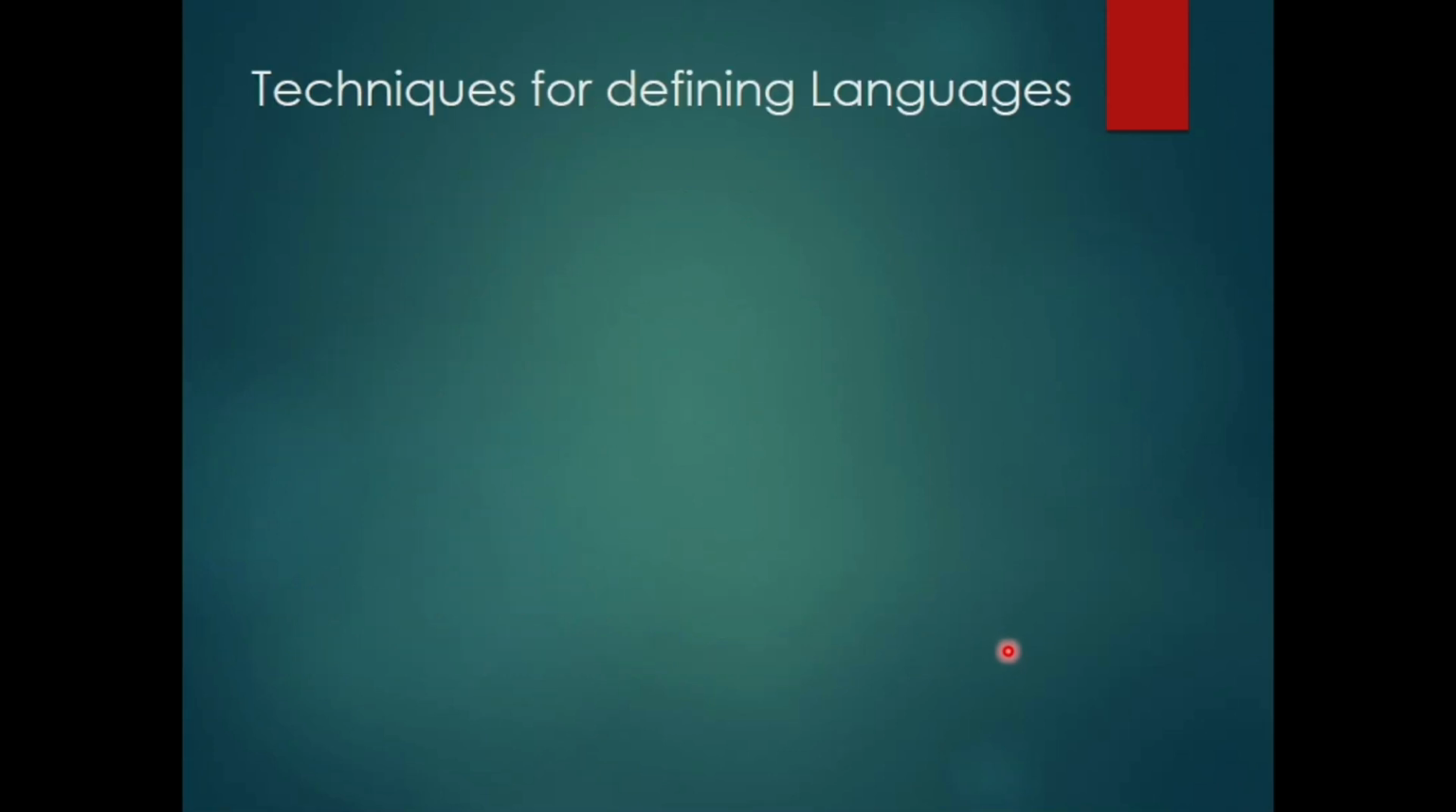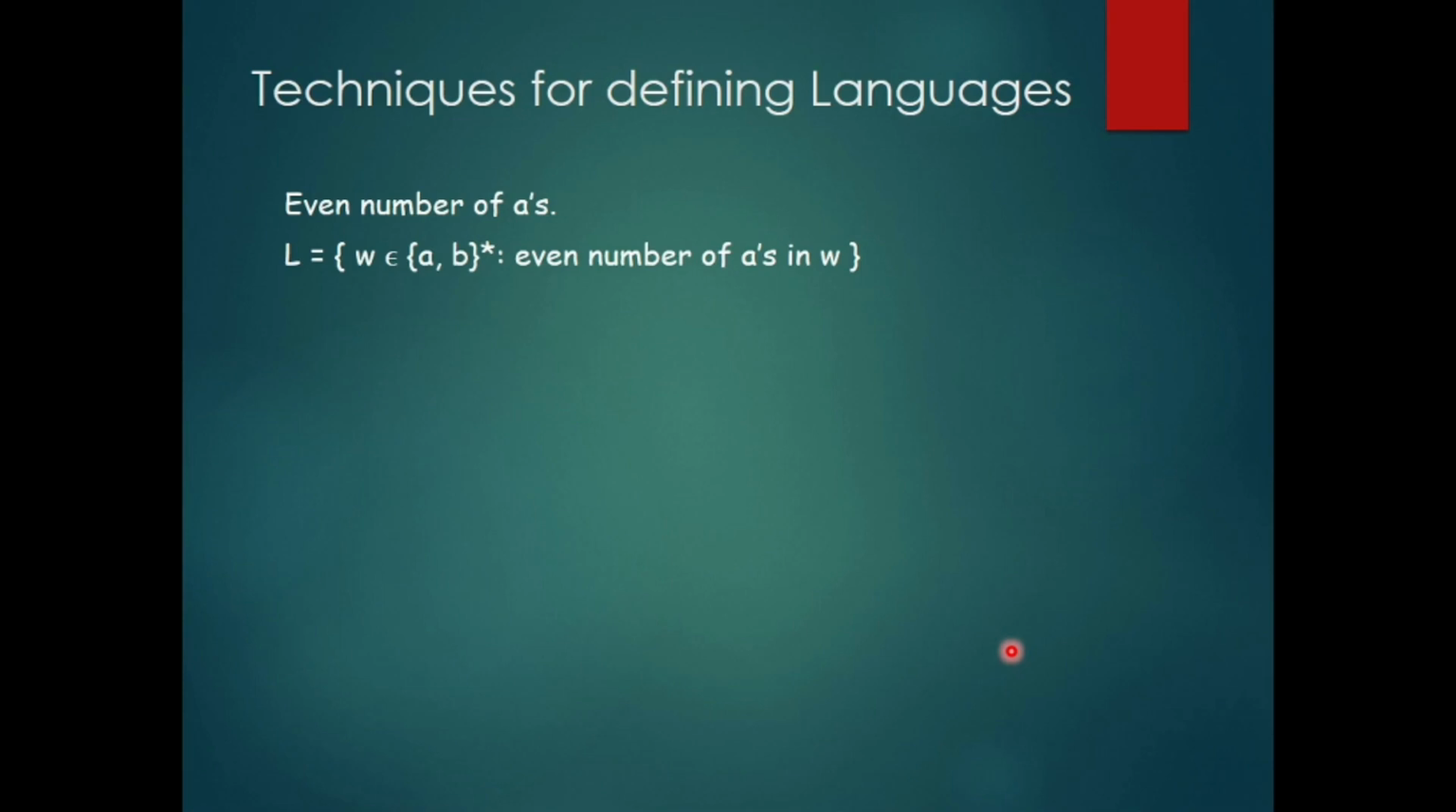Okay, techniques for defining languages. Since a language is again a set, I can make use of the concept of set theory in defining a language. There are a number of ways. This is an example of how I can define a language L. L is a language made up of strings W, which are built from the alphabet set A and B, star represents any combination, and the definition of the language says even number of A's in W.